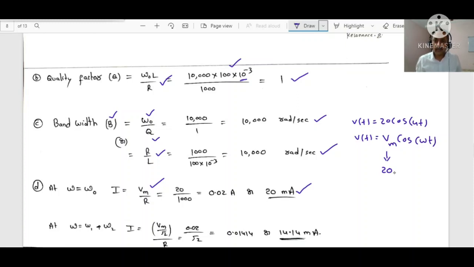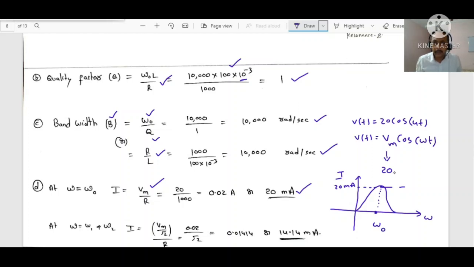Now this is the current at resonant frequency. For example, if this is the graph, with the omega frequency axis and the current axis, you will get this maximum value of 20 milliamps at some particular frequency. This frequency is nothing but our resonant frequency.